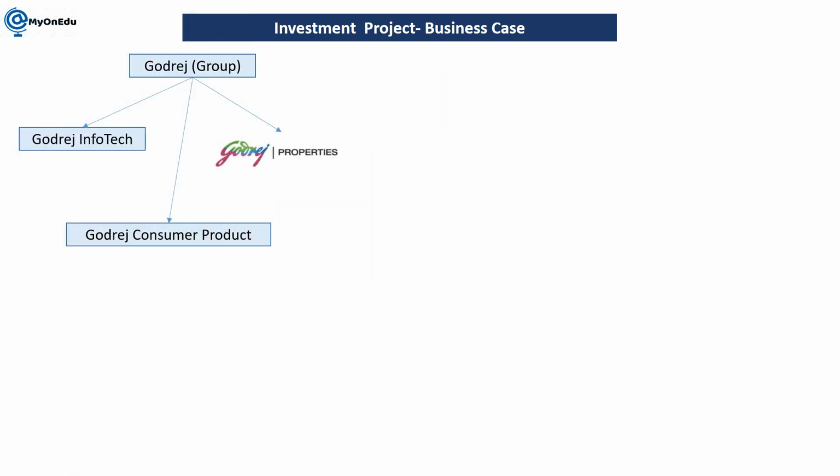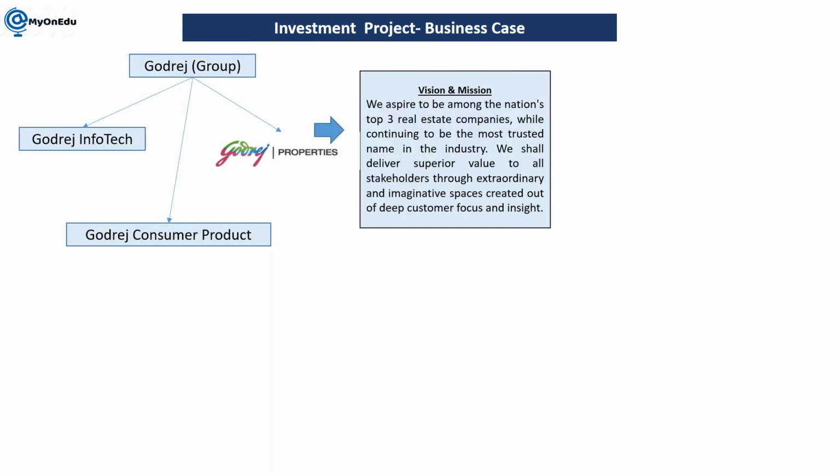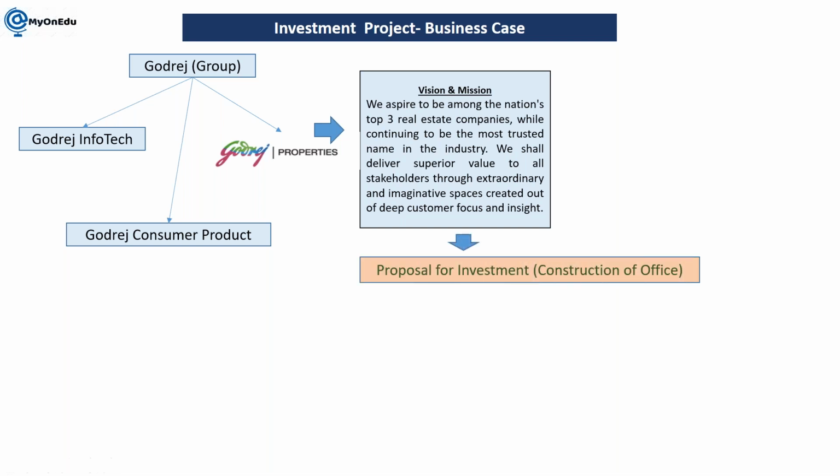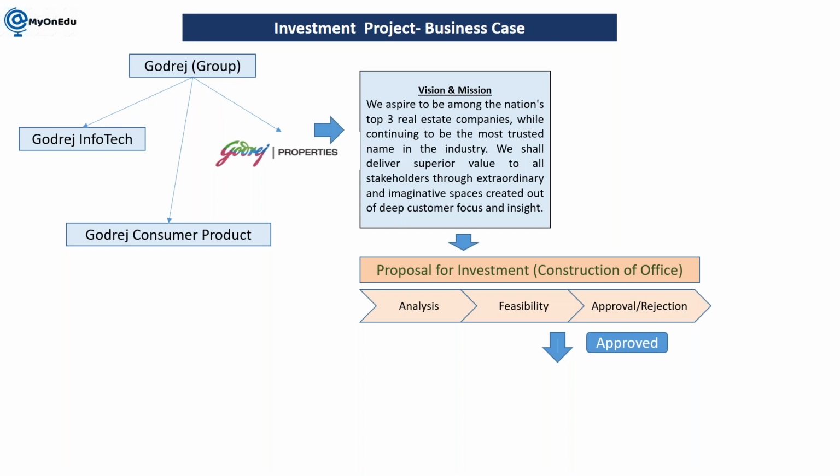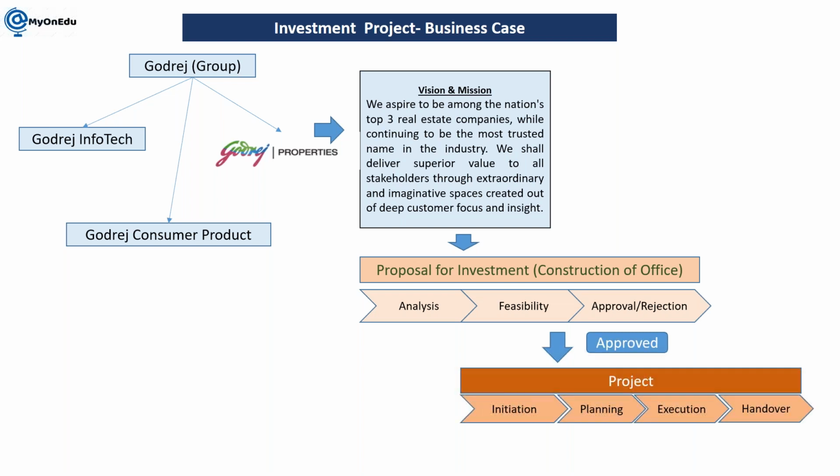Here is the same business case which I explained in my demo also. This is the Godrej Group, Godrej Infotech, Godrej Properties. They have one vision and mission. To fulfill this vision and mission, they want to construct their own office. Proposal for investment, construction of office. Then it will go through different phases of approval. Once it is approved, then we will go for project execution.